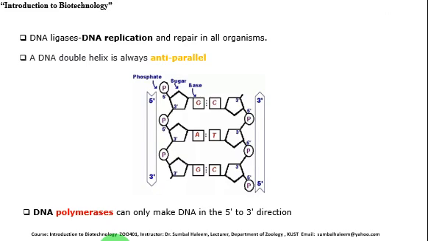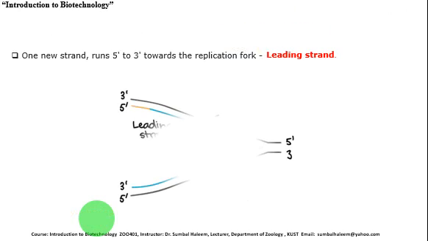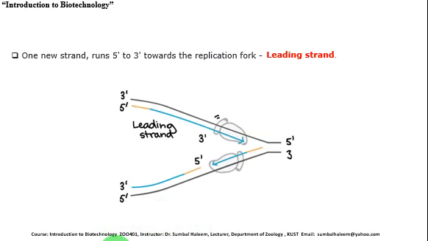This makes it necessary for the two new strands, which are also anti-parallel to their templates, to be made in slightly different ways. Let us have a look at the process of replication. On one new strand that runs in the 5 to 3 direction toward the replication fork, the process of replication is quite easy. This strand is made continuously.